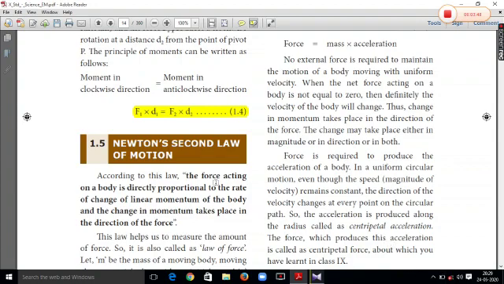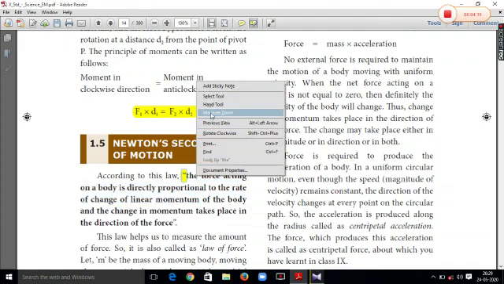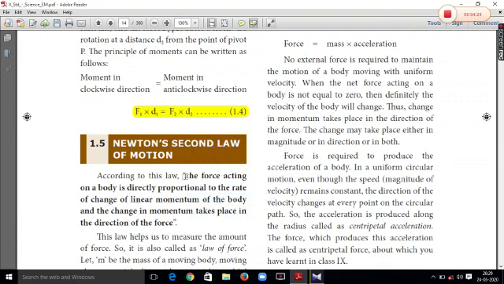As a result, when the force acting on a body is increased, the acceleration increases. Likewise, if the mass of the body is increased, the acceleration decreases. From this, the acceleration is directly proportional to force and inversely proportional to mass. According to Newton's second law, the force acting on a body is directly proportional to the rate of change of linear momentum of the body, and the change in momentum takes place in the direction of the force.